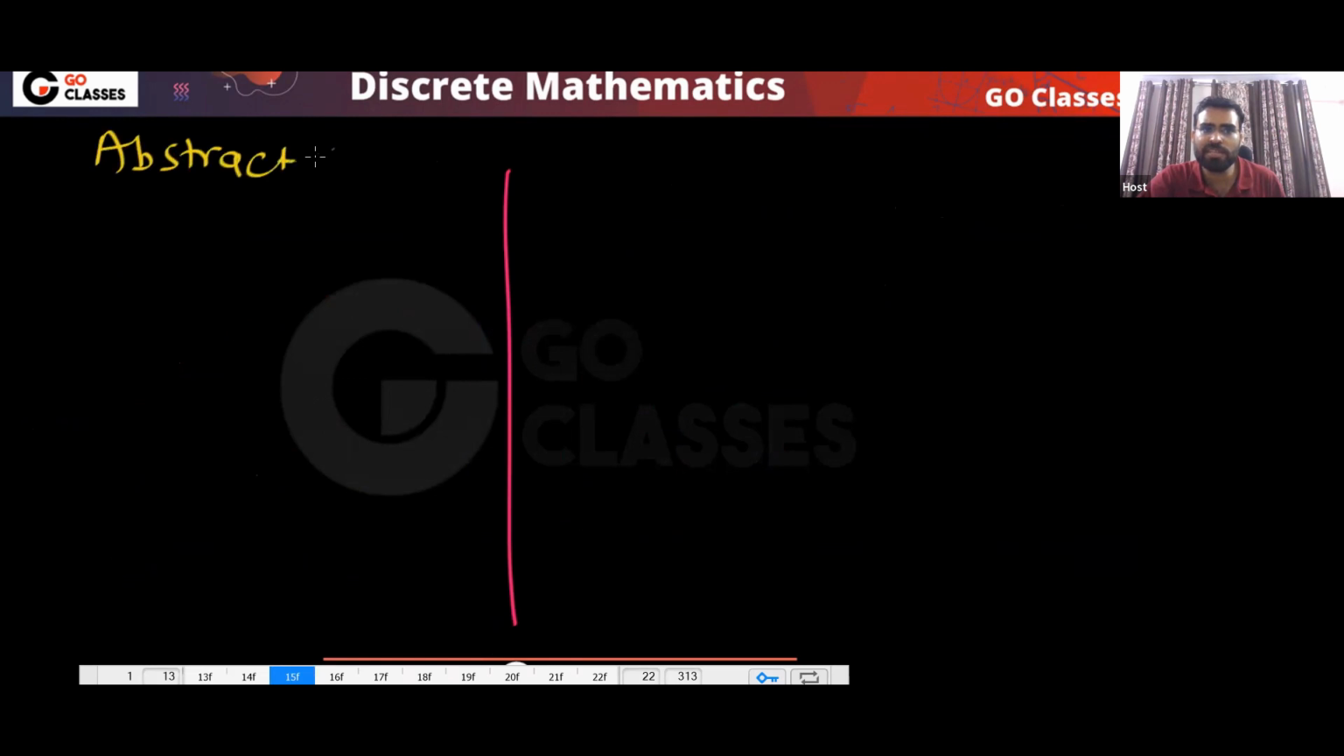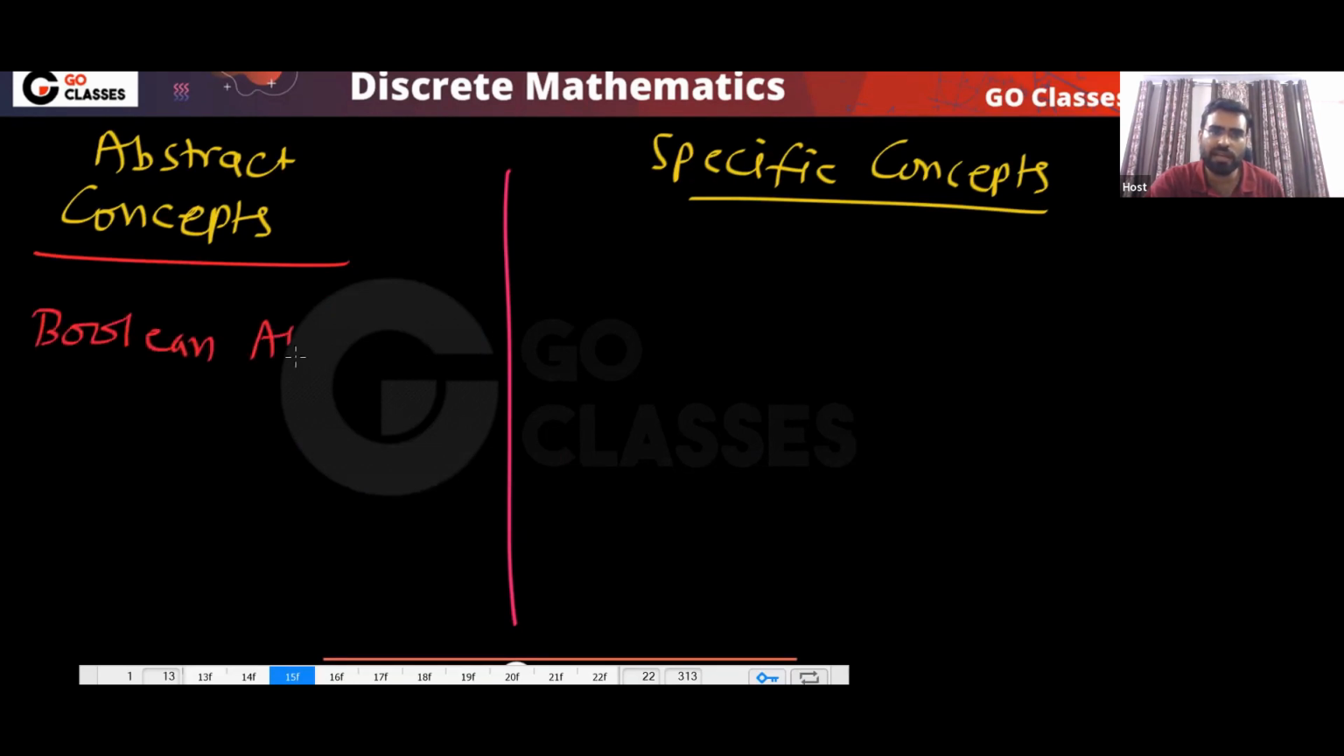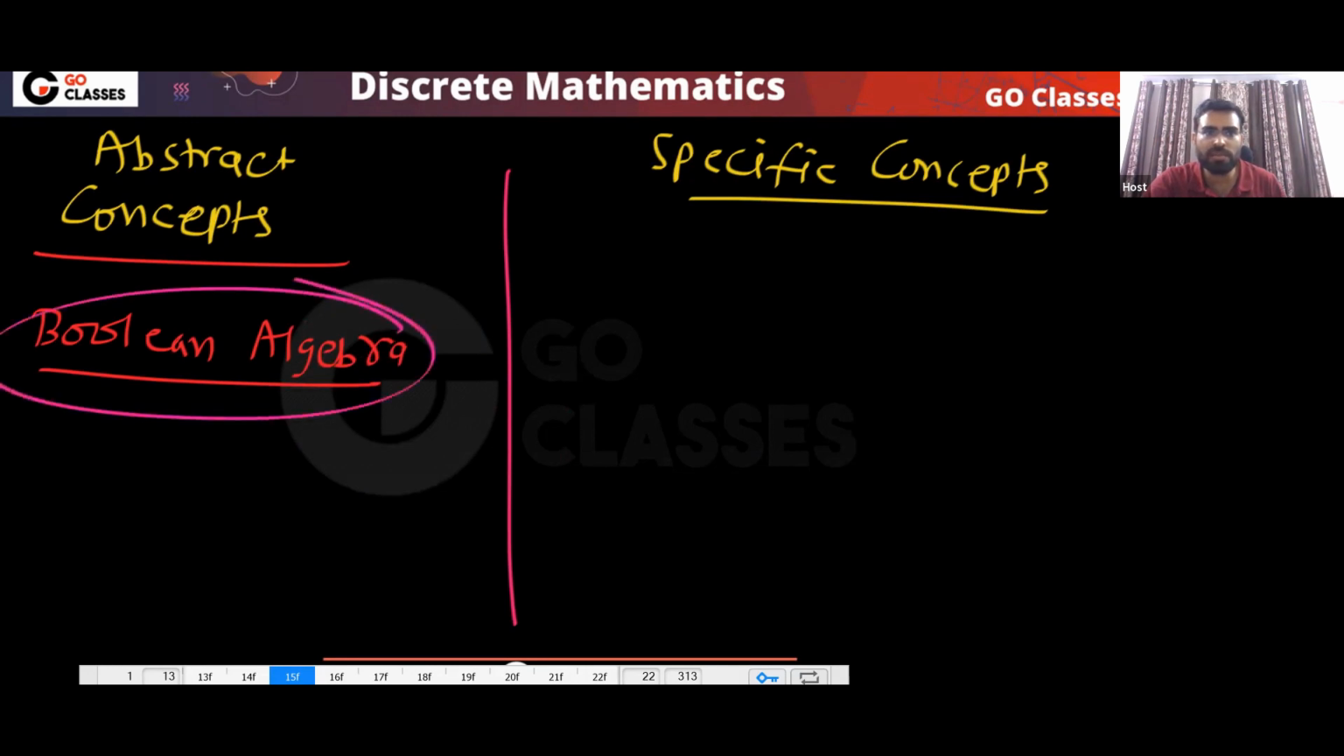So now you can notice one thing: what are the abstract concepts? Can anyone tell me what are the abstract concepts and what are the specific concepts? I can say, for example, this Boolean algebra is an abstract concept, right? Yes or no?